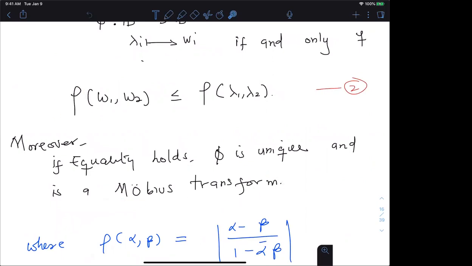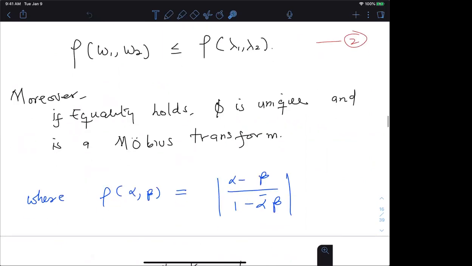And by pseudo-hyperbolic norm, I mean this definition. phi(alpha, beta) is given as the difference between alpha and beta divided by 1 minus alpha bar times beta. It can actually be shown that this expression satisfies all the conditions for a metric, so it is actually a metric.